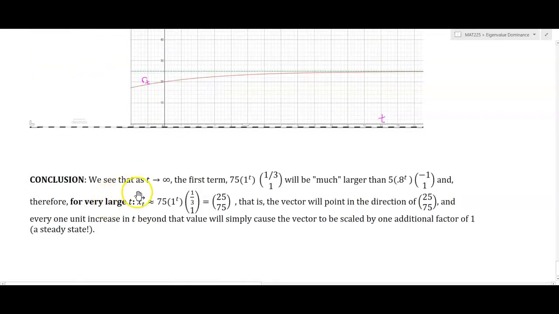So the conclusion is that as t approaches infinity, the first term, 75 times 1 to the t times v1, will be much larger than 5 times 0.8 to the t times the vector -1, 1. And therefore, for very large t, x sub t is approximately 75 times 1 to the t times that v1 vector, which, because 1 to the t power equals 1, these values just become 25 and 75. That is, the vector will point in the direction of 25, 75, and every 1 unit increase in t beyond that value will simply cause the vector to be scaled by 1 additional factor of 1, a steady state. So that's where we'll stop this lesson.